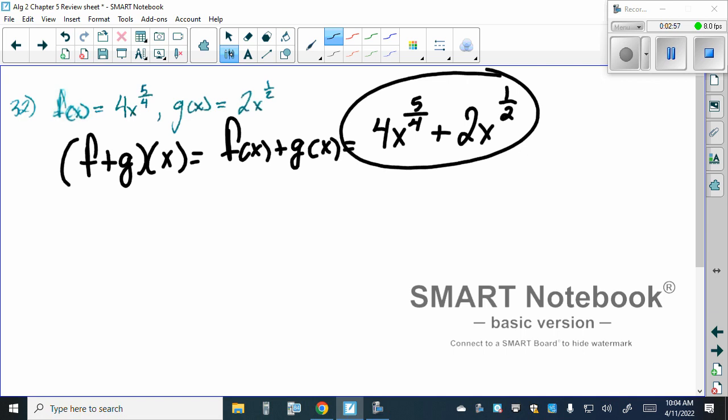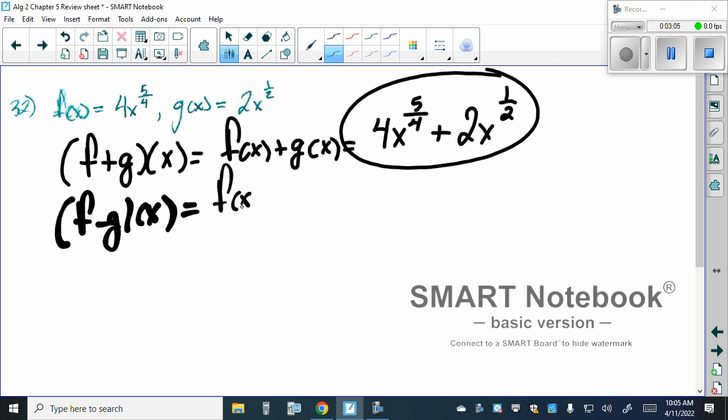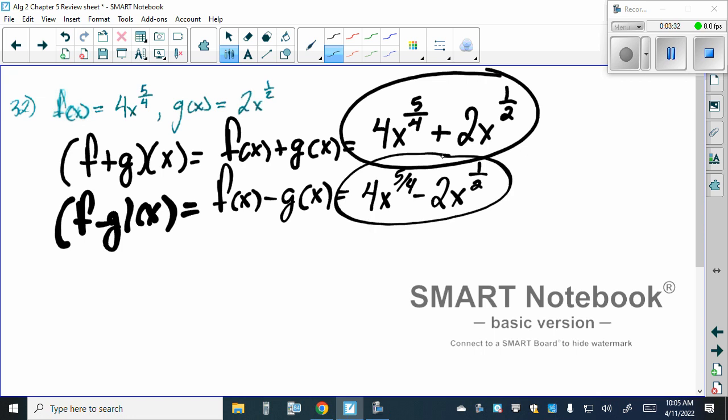Now, our next one is f minus g of x. So this would be f of x minus g of x. And if we put the functions back in, that'd be 4x to the 5/4 minus 2x to the 1/2. Now, if we couldn't add the functions, can we subtract them? No. Any questions on addition or subtraction?